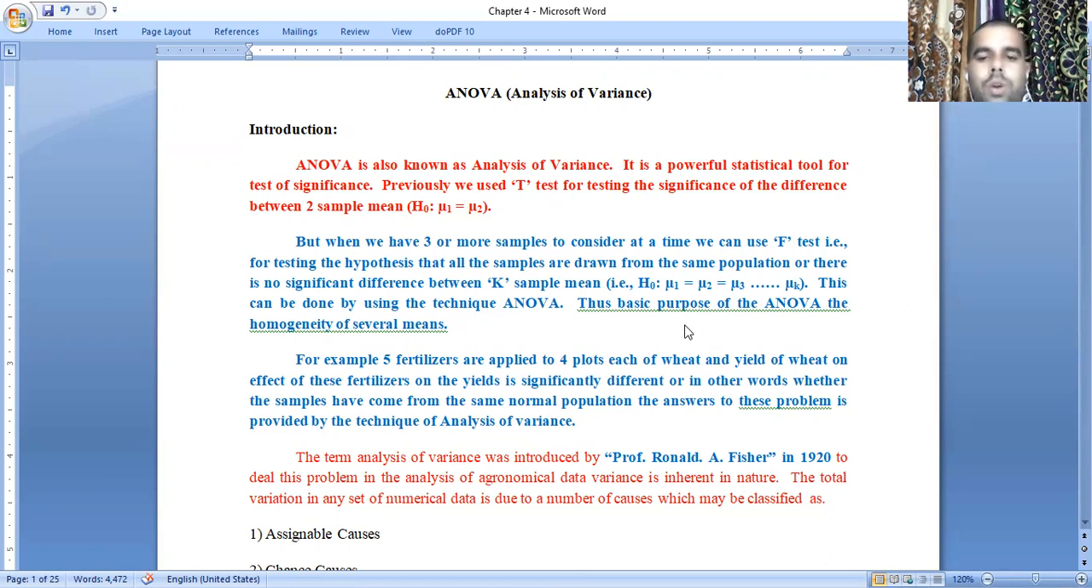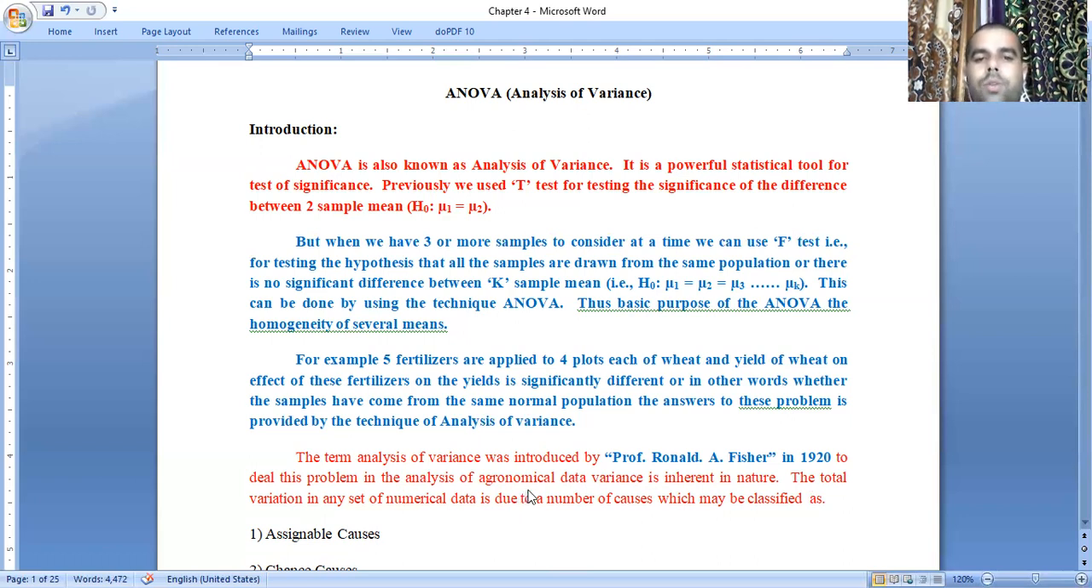So we need to know a small history of ANOVA. The term ANOVA was introduced by Professor Ronald A. Fisher in the year 1920 to deal with problems in the analysis of agronomical data. Variance is inherent in nature. The total variation in any set of numerical data is due to a number of causes, which may be classified as assignable causes and chance causes.